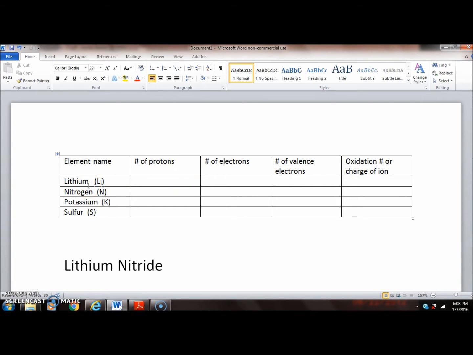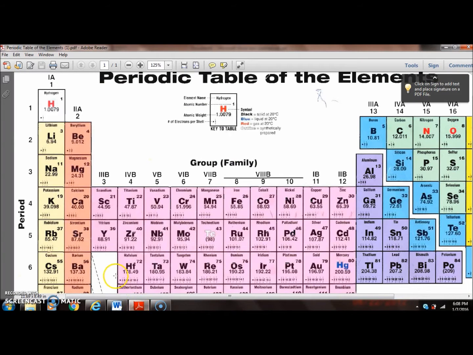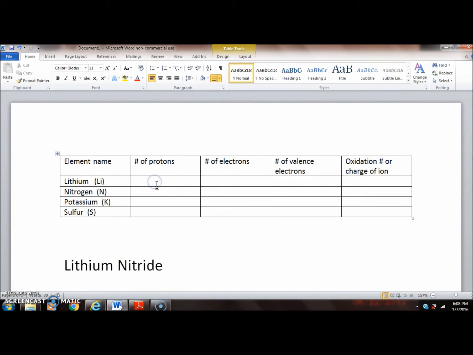So our first element here is lithium. So let's find lithium in the periodic table, and you can see that it's right here. Its atomic number is 3, which tells us it has 3 protons, also has 3 electrons, and it's got 1 valence electron. So let's go back and fill that information in. 3 protons. It's got 3 electrons, 1 valence electron.